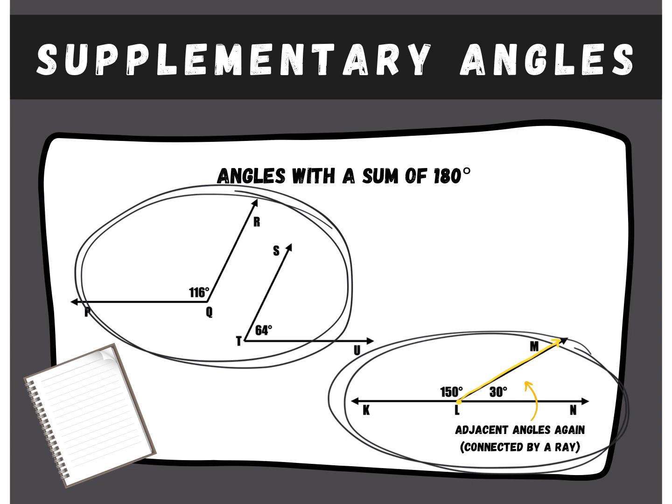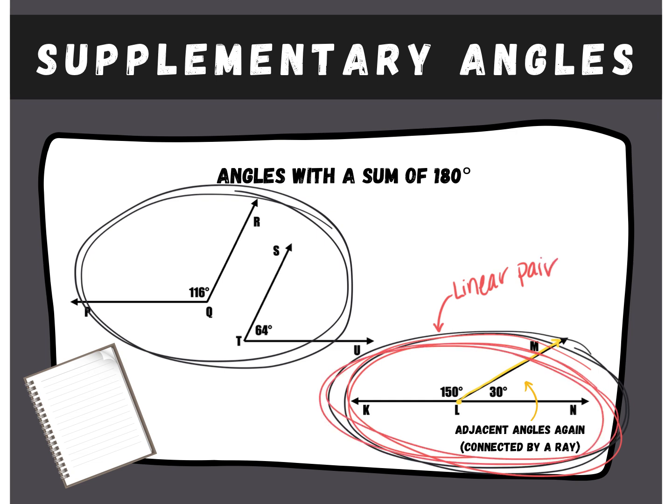You most often will see it in this form, and we have a special term for those when they form a line together. We call that a linear pair. So if you hear that terminology, that's what they're talking about. They're talking about supplementary angles that form a line together. They're connected, they're adjacent.